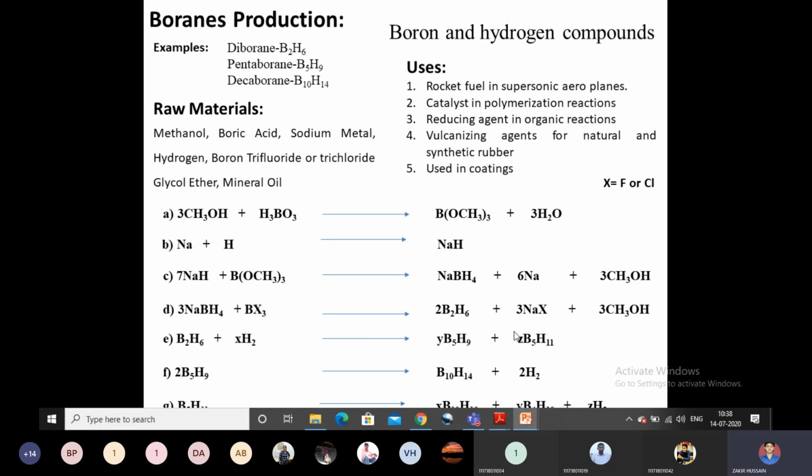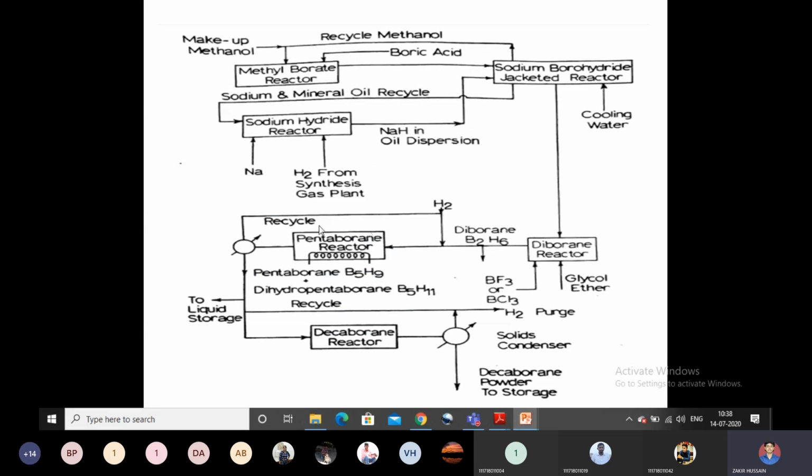Z molecules of pentaborane. This reaction E will take place in the pentaborane reactor, which is a hydrogenated catalytic reactor, in which the diborane will be enriched with hydrogen. Then we will get a more desirable pentaborane outside this reactor. Now this is in the liquid form. So if we desire to use this pentaborane in our end use, then we can store it in a liquid form.